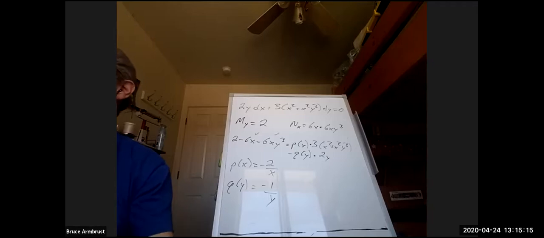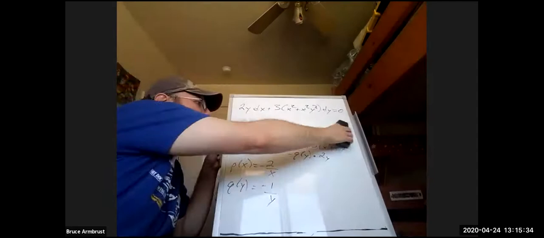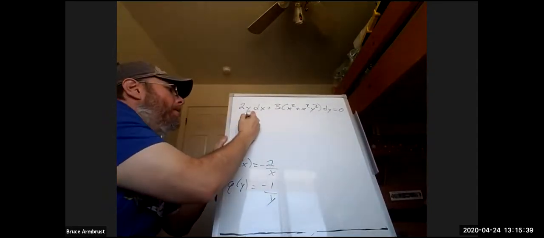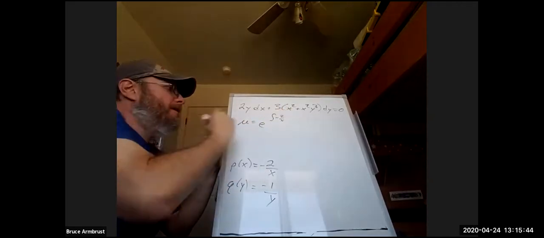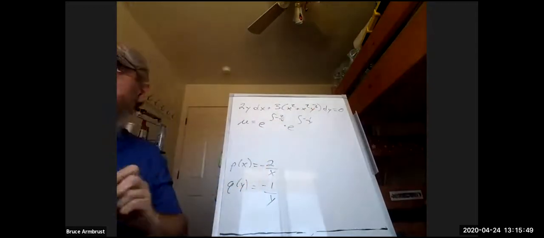Like, what was the whole point of finding these p and q? Finding your mu of x, y, which is e to the integral of p of x times e to the integral of q of y. There you go. So we use these to find our mu. So mu, our integrating factor, is going to equal e to the integral of minus 2 over x times e to the integral of minus 1 over y.